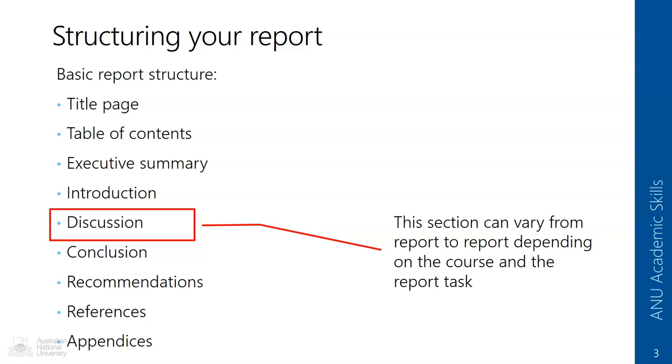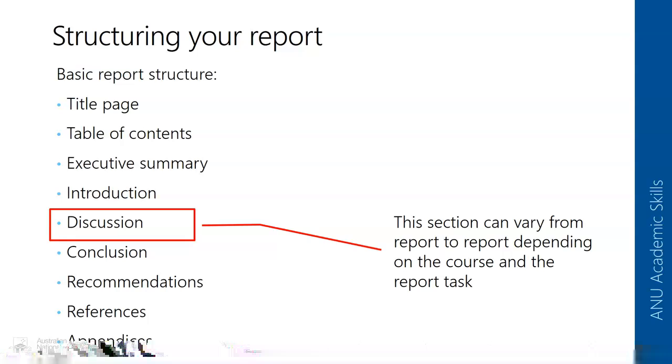Report structures can vary depending on the course and the task, but these are the common sections found in a report. The report should have a title page, and the title page can include the report title, author's name, receiver's name, that is the unit and the lecturer, as well as the date. This is followed by a table of contents. In the executive summary, you provide a brief outline of the purpose, findings, conclusions, and recommendations. The information you provide in an executive summary is similar to an abstract.